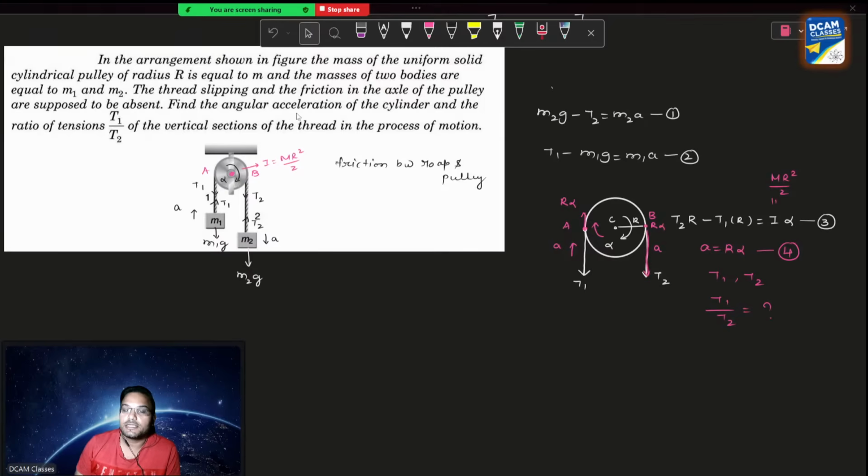In that case, they are asking the angular acceleration of the cylinder. Okay, Haripriya, clear? Understood?